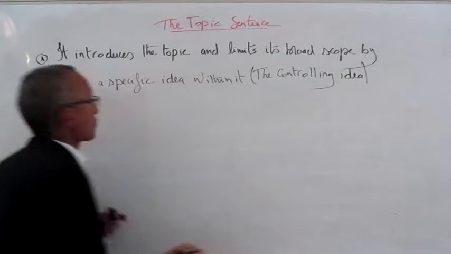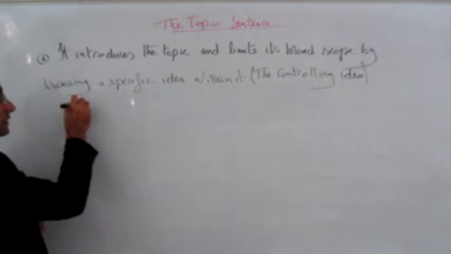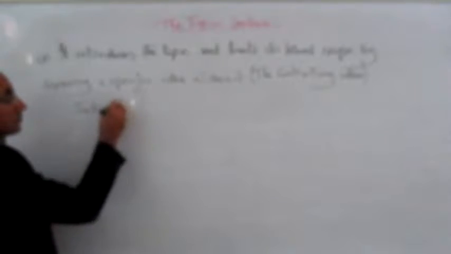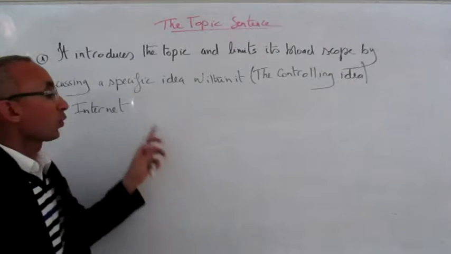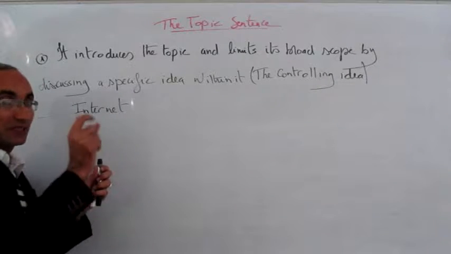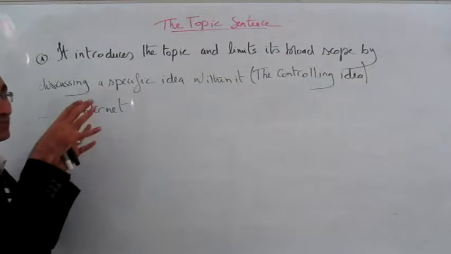For instance, we have the topic of internet. So it's not enough to say, okay, internet is today very worldwide, full stop. It's still very broad and general. We need to narrow the topic down by choosing a specific angle, a specific idea within that topic, and develop it.